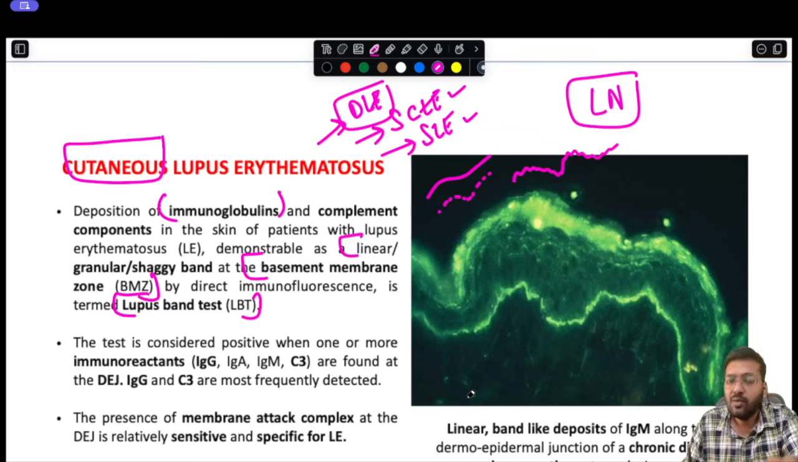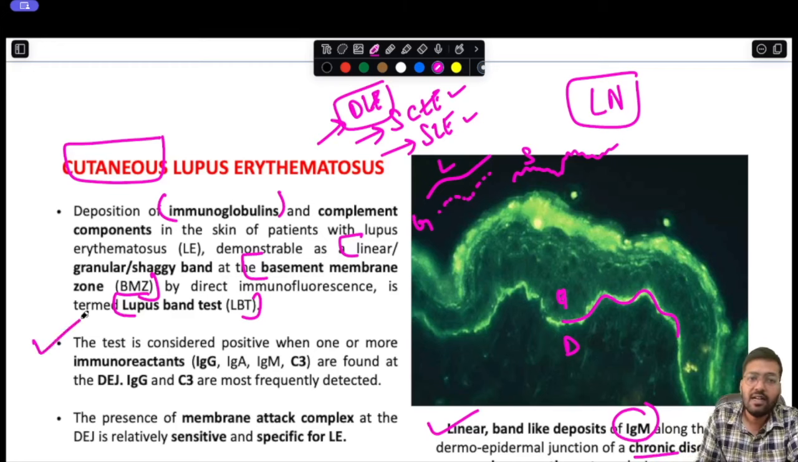So the deposition of the immunoglobulins and complement components in skin of the patient with lupus erythematosus, which is demonstrable either as a linear pattern, a granular pattern, or a shaggy band at the basement membrane zone, that is between the epidermis and the dermis. The demonstration by direct immunofluorescence of such patterns in lupus erythematosus is called the lupus band test. Okay, so over here you can see a very linear type of deposition. These are linear band-like deposits of IgM along the dermoepidermal junction of a chronic DLE or discoid lupus erythematosus.